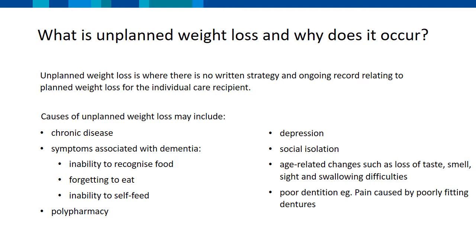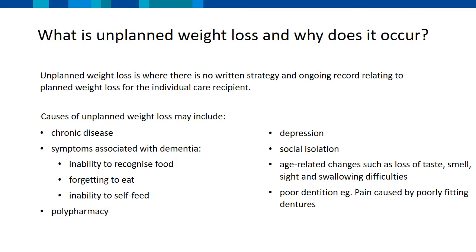There is also a correlation between unplanned weight loss in older people and polypharmacy, medication side effects and interactions. Depression and other psychological factors can also cause unplanned weight loss. Another concept explored in the literature is unplanned weight loss relating to physiological age-related changes.